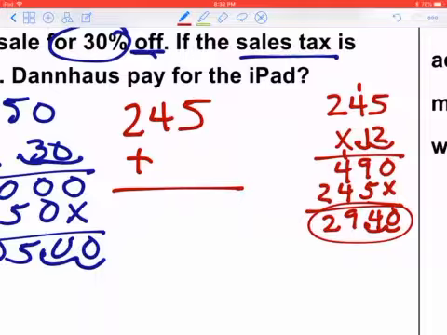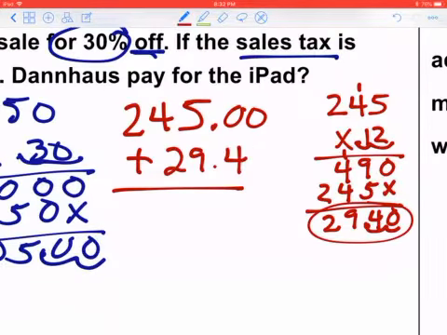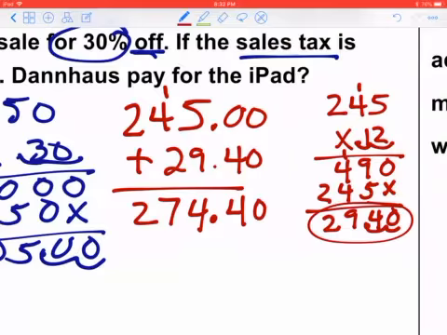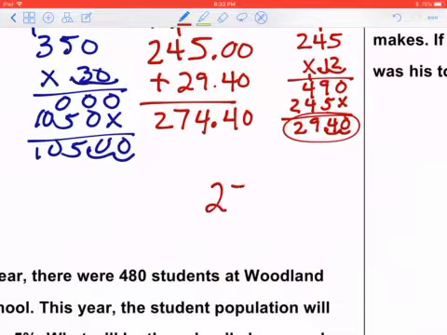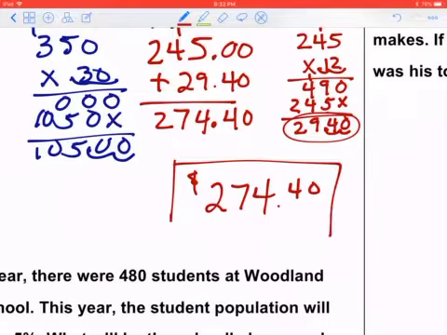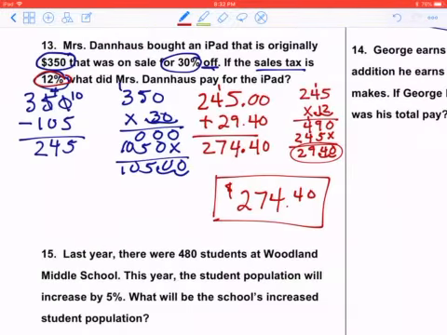So remember, this is 245. Plus 29.40 is 274.40. The final price that she's paying for this is $274.40 for this iPad that is 30% off with a 12% sales tax.